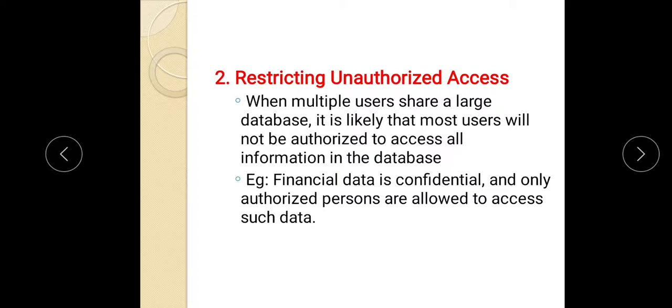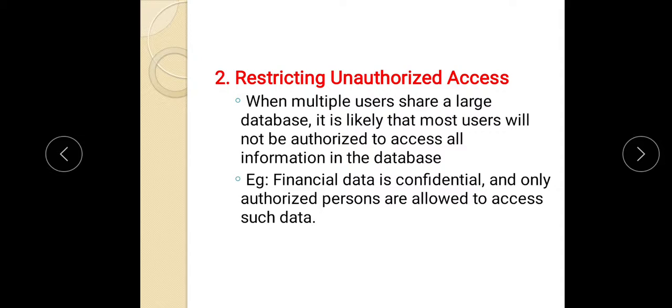Clear? A very good example is this one. Financial data is confidential. Only the authorized persons are allowed to access such data. In a bank, many financial data will be there. The bank will have a huge database, and a lot of information will be in that huge database. A clerical staff need not deal with the financial data of the bank. They can do various other jobs. So such information can be hidden. Financial details can be hidden from those persons.